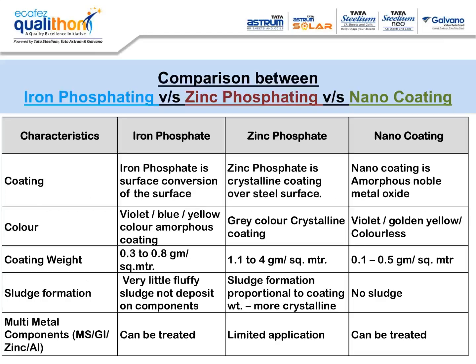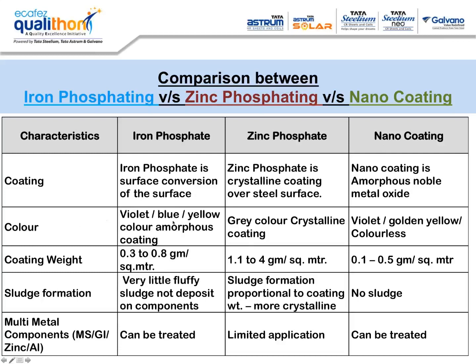Now here I have 2-3 slides showing you the general comparison between iron phosphate, zinc phosphate and nano coating. The first characteristic is coating. Iron phosphate is surface conversion of the surface. Zinc phosphate is the crystalline coating over the steel surface. And nano coating is an amorphous noble metal oxide.